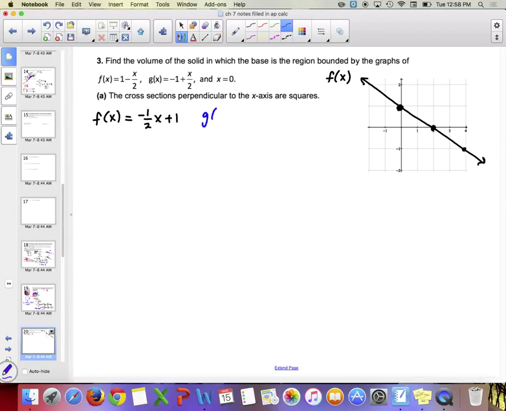And then my g of x equation, if I write it in the form y equals mx plus b, I get 1/2 x minus 1. So I go up 1 and over 2. So it's bounded by those two lines and then also x equals 0. So here's the region that we're talking about.